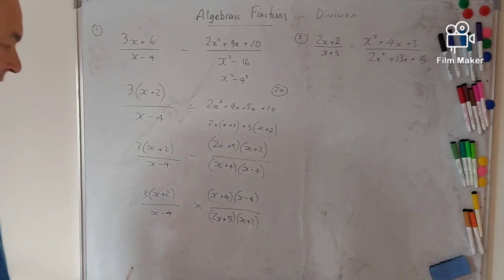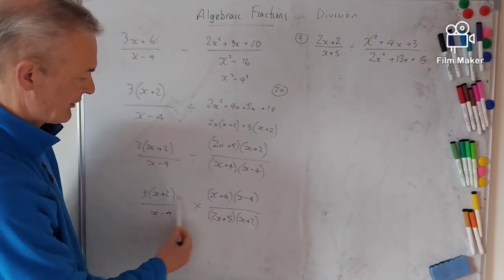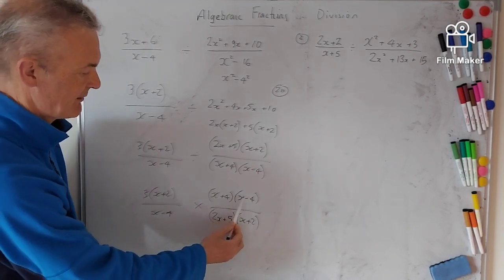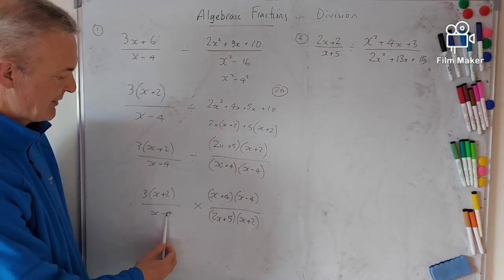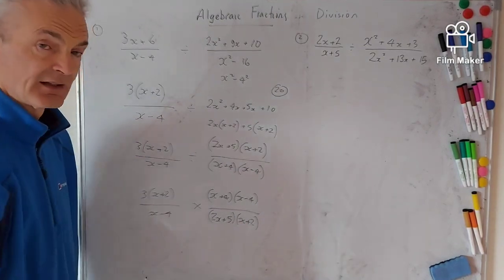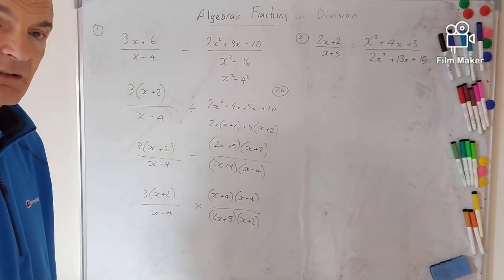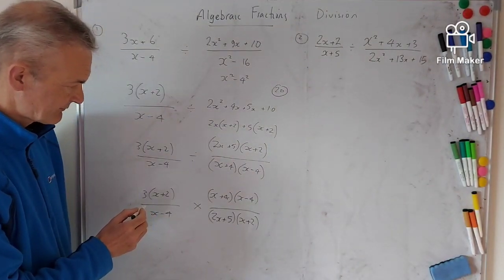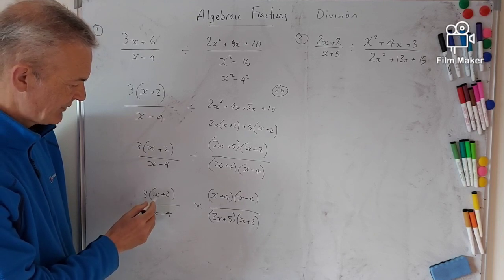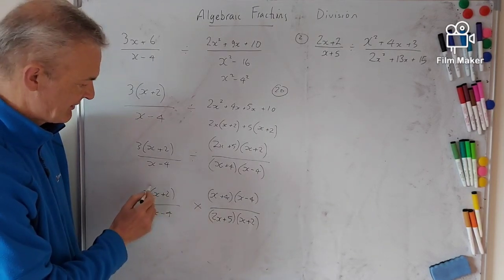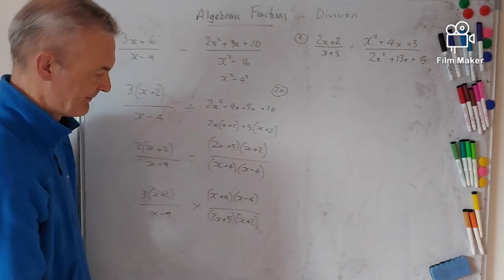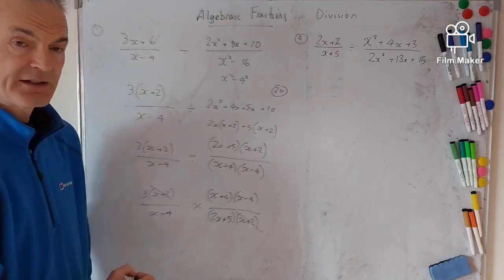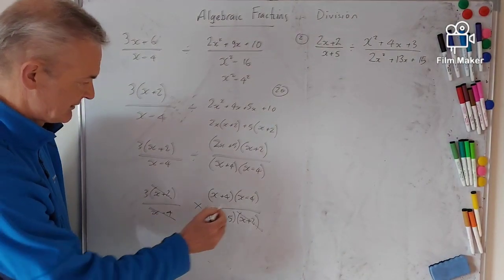Okay, there's no difference. Now, these are just multiples across here. This is 3 times this, times this, times this, and across the bottom, x minus 4 times this, times this. So we can cancel at this stage. So notice we've got x plus 2 at the top here and x plus 2 at the bottom, so they're going to cancel out. And notice over here we've got x minus 4 at the top, x minus 4 at the bottom here. These are going to cancel.